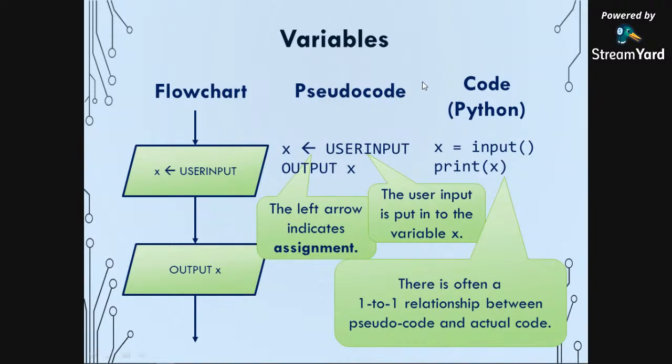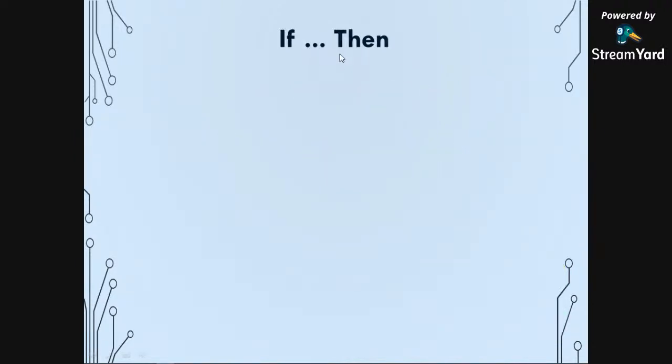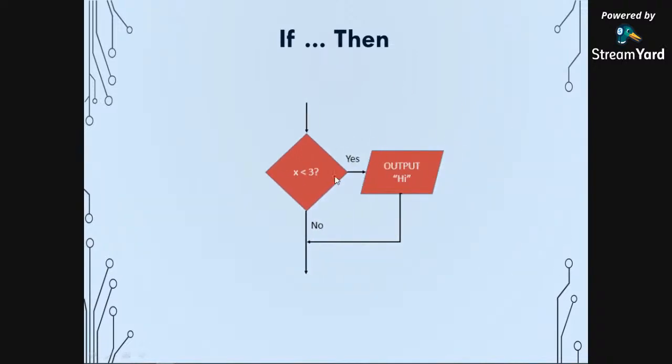All right, moving on. So we've got our if-then statements. So here's an example of a flowchart version of your if statement. So you've got a question. Is x less than 3? That's a question. If yes, it's going to output hi. And if no, it's going to continue. So same idea as a normal if statement.